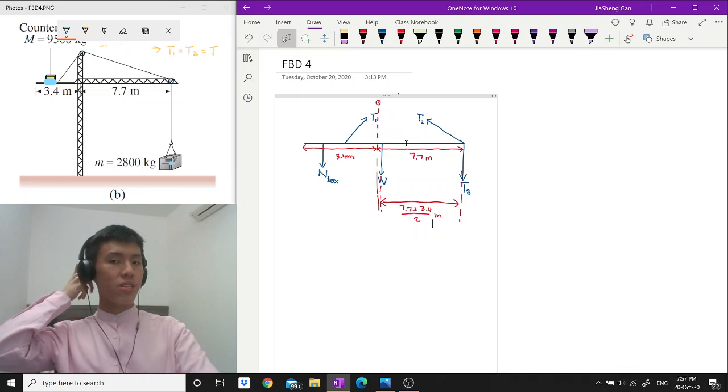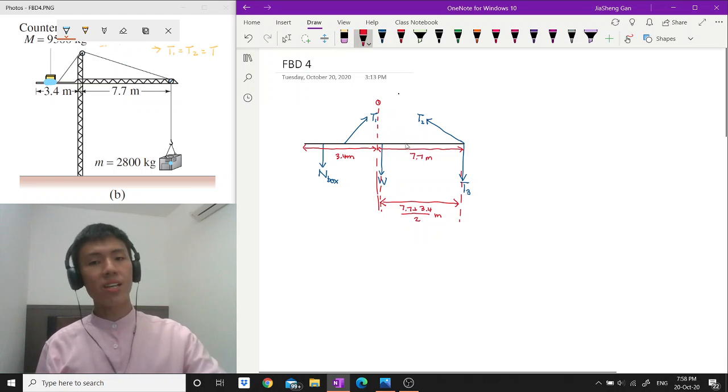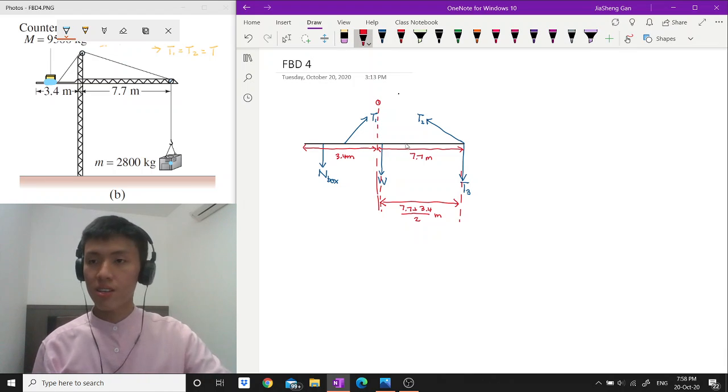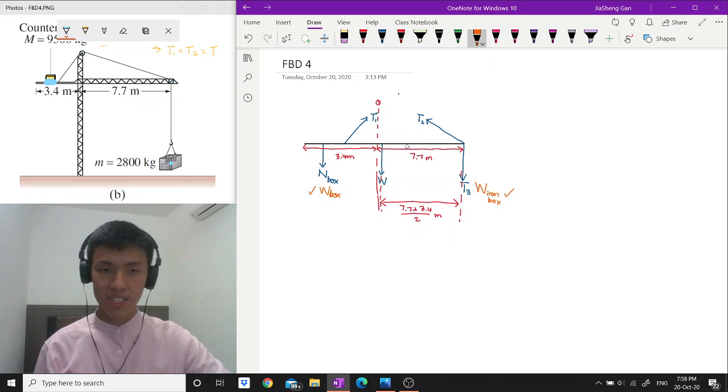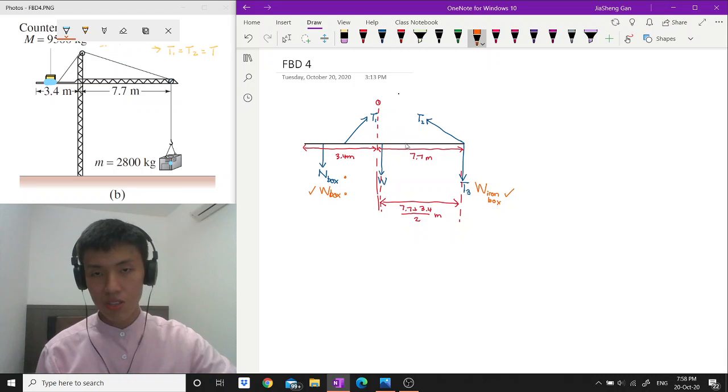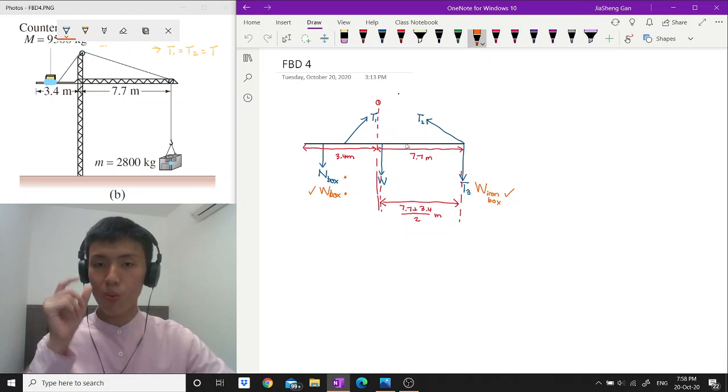So that's it for the free body diagram, but I believe many of you might have a different free body diagram from me because you label this as the weight of the box. You label this as the weight of the iron box. I'm not sure what it is. If you label it as weight of the box, yes, it's correct. If you label it as weight of the iron box, it is correct. You can only label either this or this. You cannot label both of them. You can label only one of these.